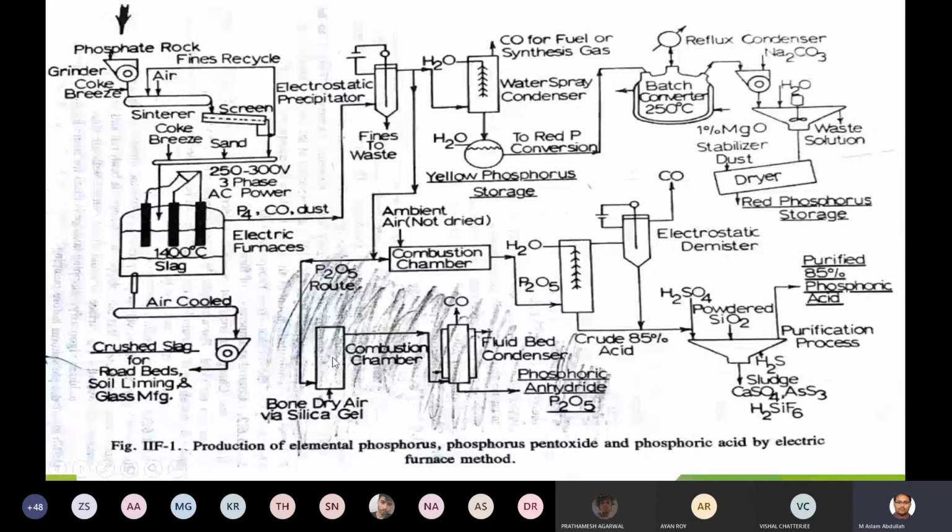Now the question comes, at what temperature is the reaction between phosphorus and oxygen to produce phosphorus pentoxide happening in the combustion chamber? This reaction will happen at 800 degrees Celsius. Make a note of it. Now I have phosphorus pentoxide along with carbon monoxide, CO. Now I will pass this phosphorus pentoxide along with the carbon monoxide to the fluid bed condenser.